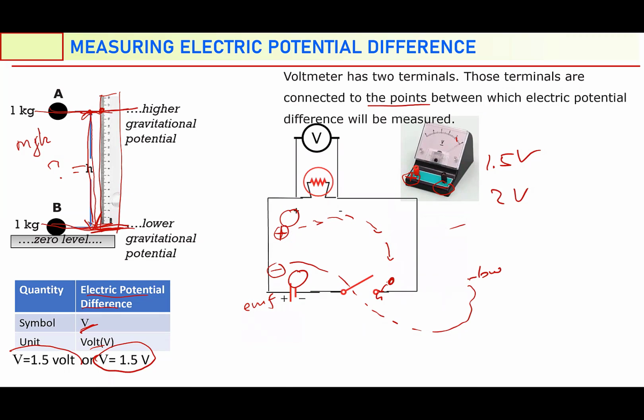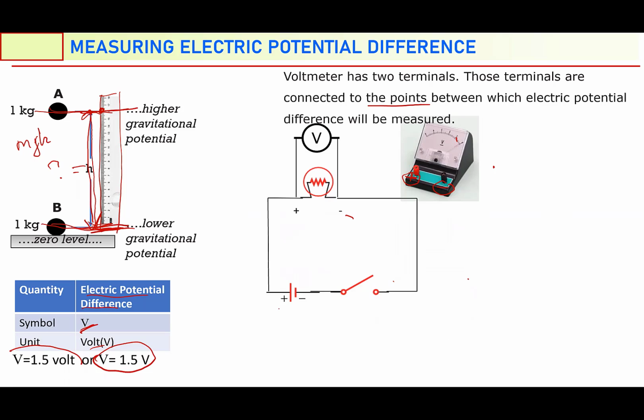We don't always draw such a diagram. Instead, we are going to draw a schematic diagram for the voltmeter, showing how to measure the potential difference. In an electric circuit, we have a battery. This represents the battery. This is the switch. This is the lamp. And this represents the voltmeter. You're not going to always draw this. Instead, you will draw its symbol, the voltmeter.